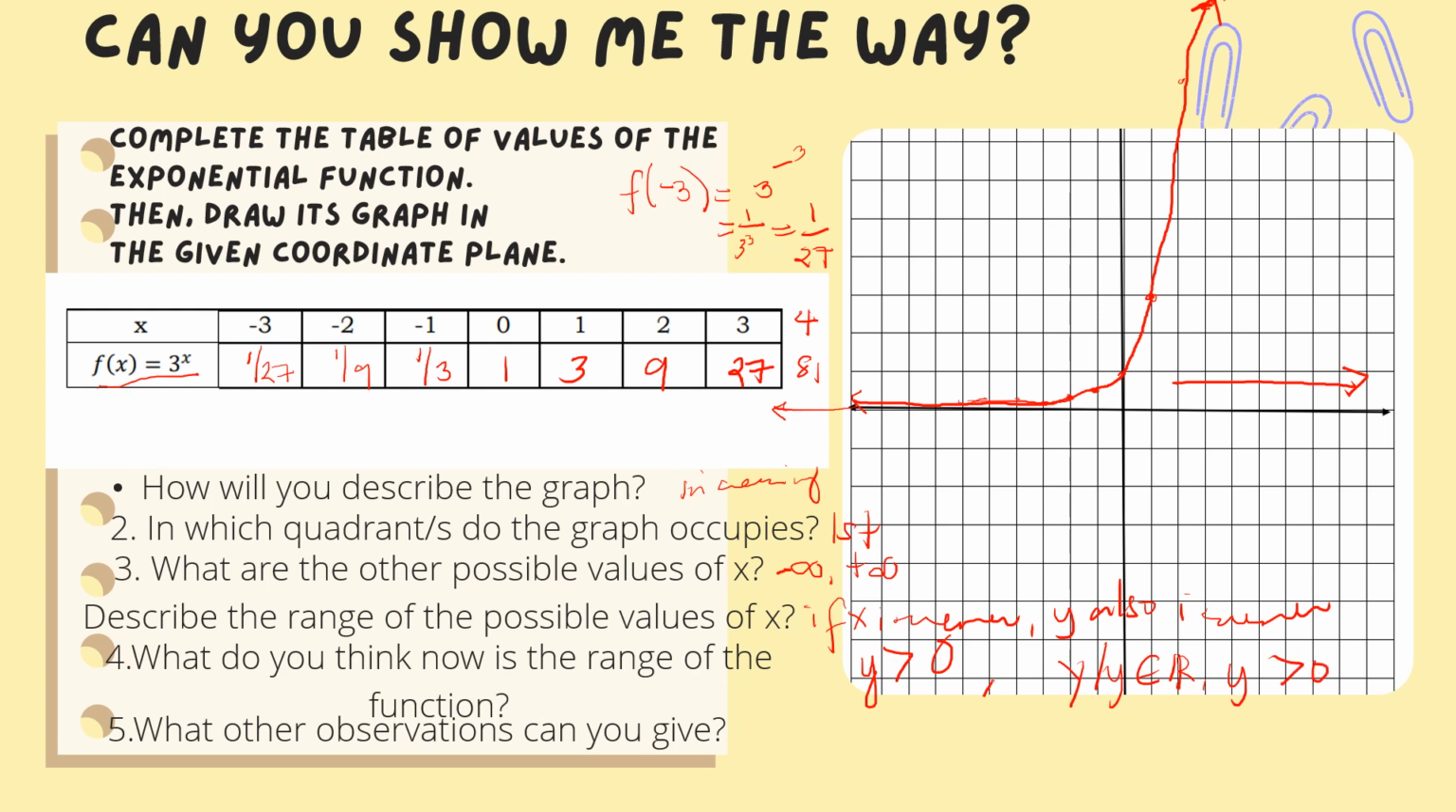What other observations can you give? Other observations that we have is that the given graph increases, and this is also what we call an exponential, a graph of exponential growth. So, that's somehow how we interpret the given graph and giving the domain and the range.